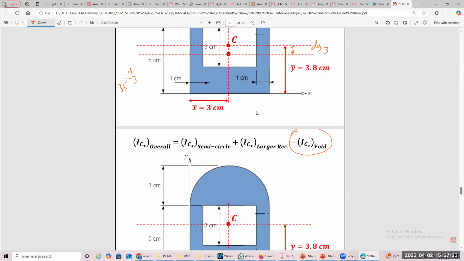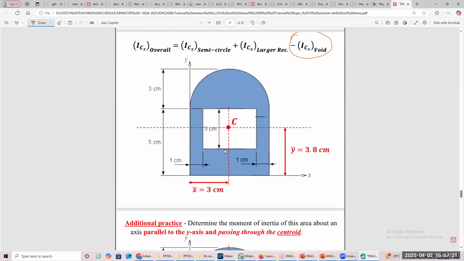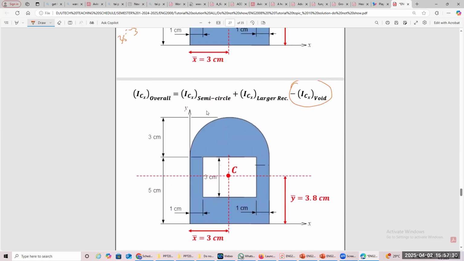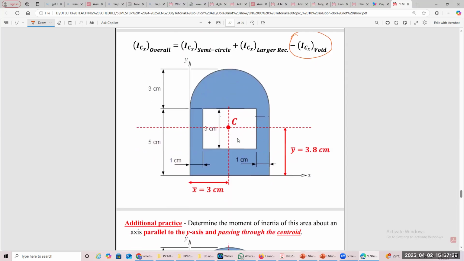Because you have to remember that. If you don't remember, scan your table to see what was minus, to just recalibrate your brain. So you add the large circle, the solid semicircle, and you minus the void here. And you're finished, and you get the total.